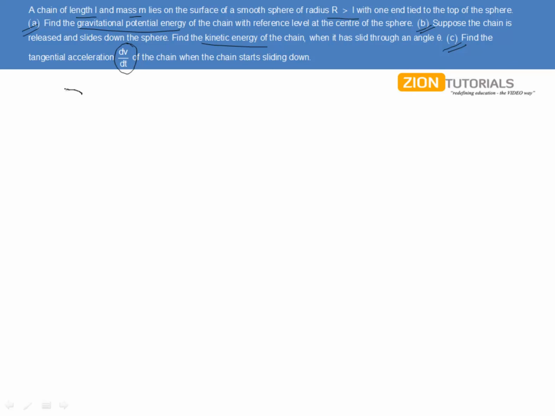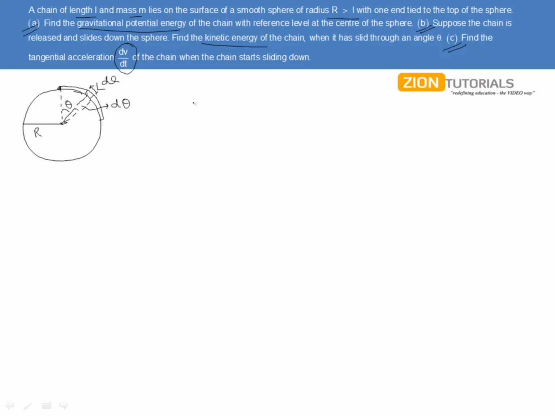Now here we are actually having a sphere and a chain whose one end is fixed, and the chain is lying over here of length L, while this sphere is of the radius capital R. Now let us take a random element at an angle theta. If the length of this is dl, then let this angle be d theta, which this element is actually subtending at the center.